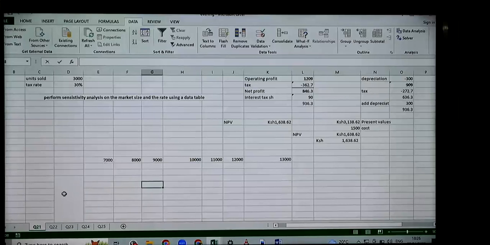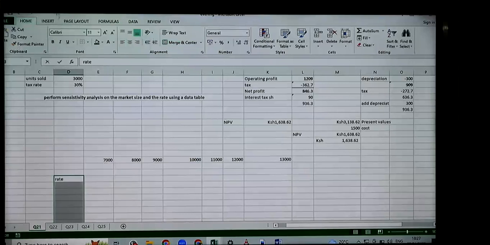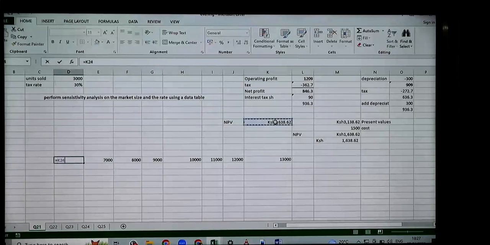Okay, then this one I'll unmerge first. Alt H MC to unmerge. So to make our table dynamic, we must bring in the NPV. So here equals, we bring in this NPV that we had calculated earlier. This one was the first question. There, Control Enter. And then the rate was 15%.